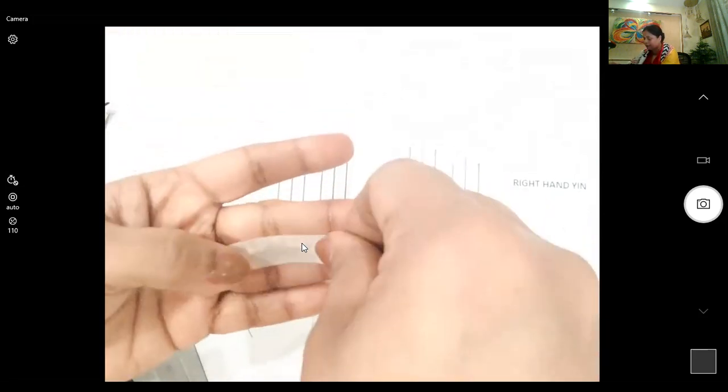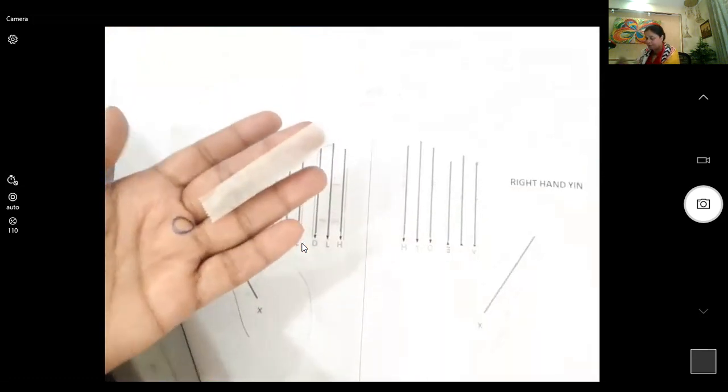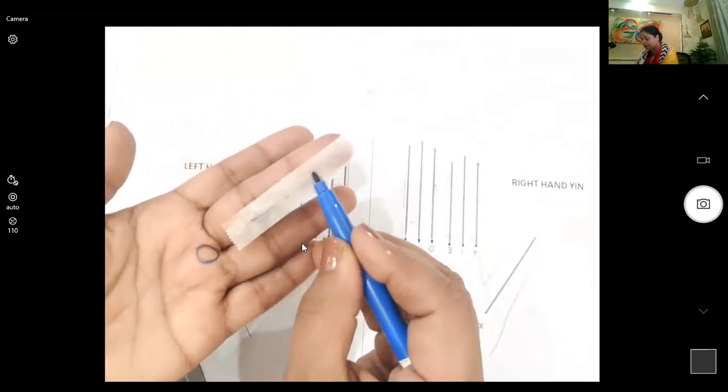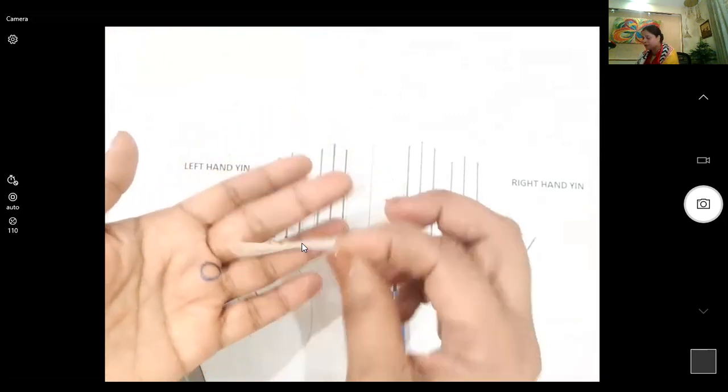So on your hand like this. So this is chain. Here, seeds. Okay, so this is very good.